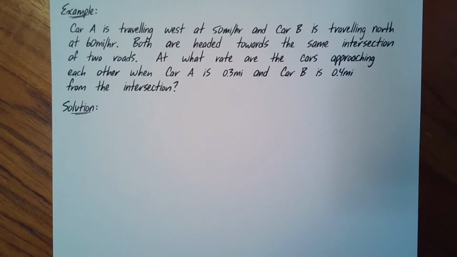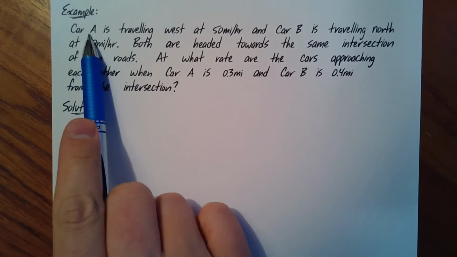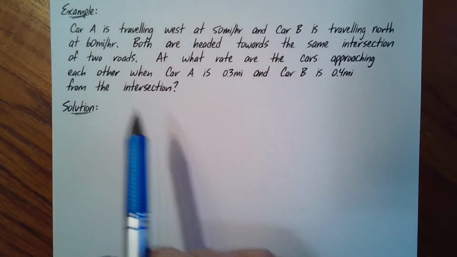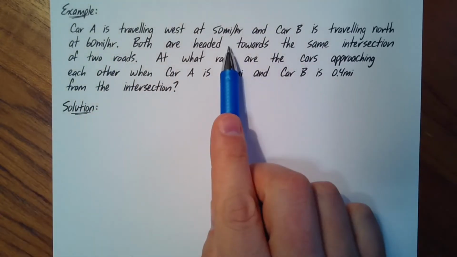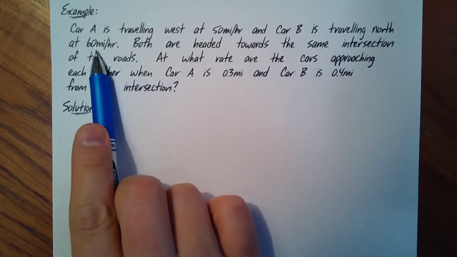So we'll finish this section off with one last example. Let's read it carefully. It looks like we've got some cars involved, car A and car B. There are two cars and we're labeling them A and B. One of them is traveling west and we're given the speed, 50 miles per hour, and the other one is traveling north, also with a given speed of 60 miles per hour.